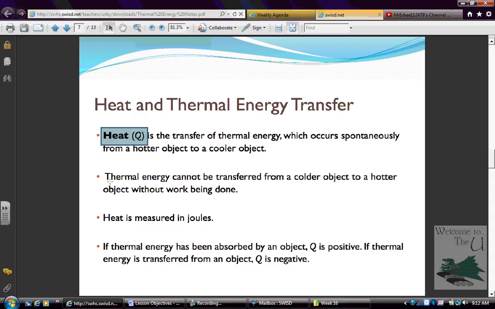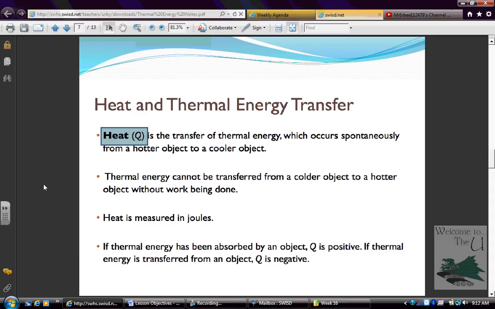The second statement here, thermal energy cannot be transferred from a colder object to a hotter object without work being done, is also really important because naturally the heat energy is going to want to go from the hotter to the colder object. To make it go in reverse, you actually have to do some work to make that happen.